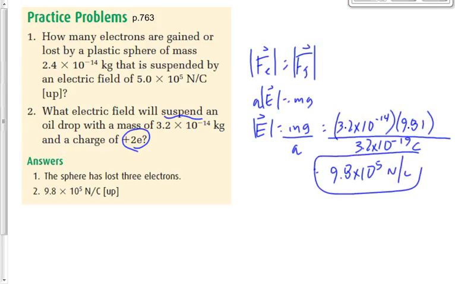Okay, but that doesn't tell us whether it's up or down. 9.8 times 10 to the 5 meters per coulomb, but it doesn't say up or down in the equation. Just because it's positive doesn't mean it's up. The equation is not going to tell us up or down. So how do we figure that out? We draw a picture.